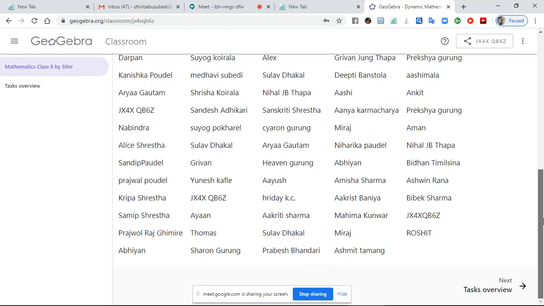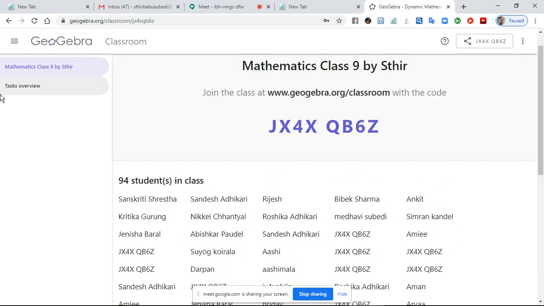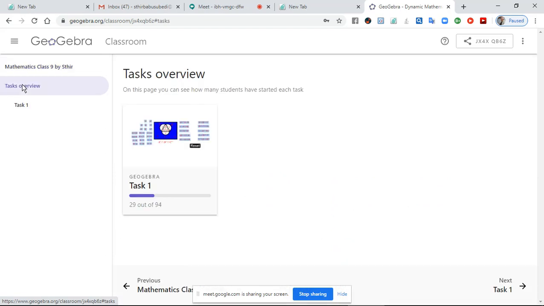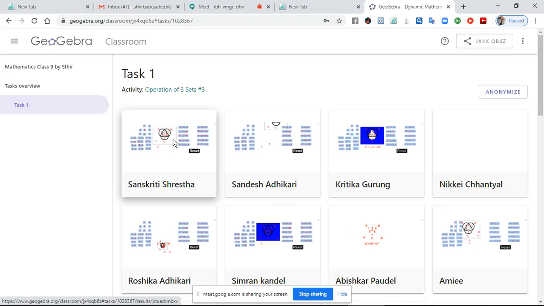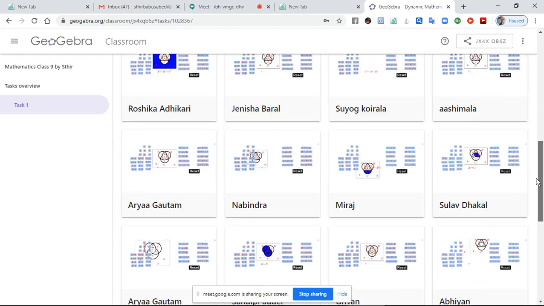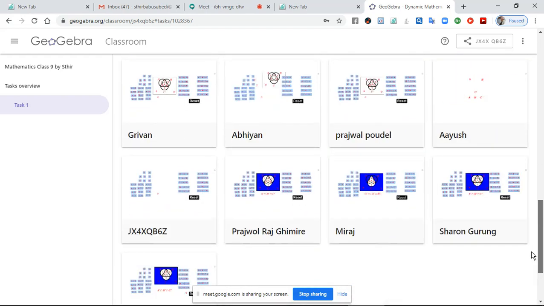How many are here? Okay, now dear students, can you go to the task overview? Everyone, click on task overview. You can see the task overview, and you can click on the tasks. Now for 3 minutes, you can observe, you can learn yourself, you can find some relation yourself, study yourself, and I can observe here who is observing, who is doing that task, who is not opening.